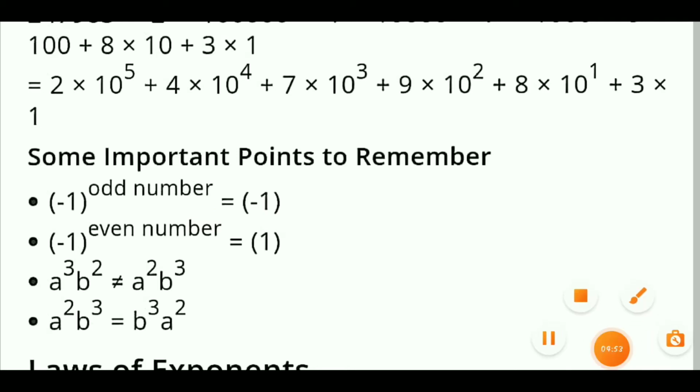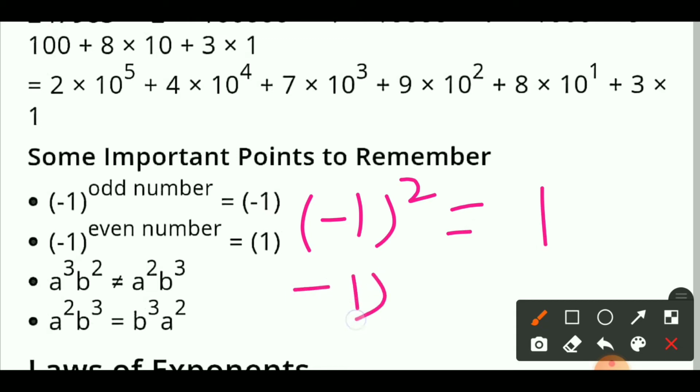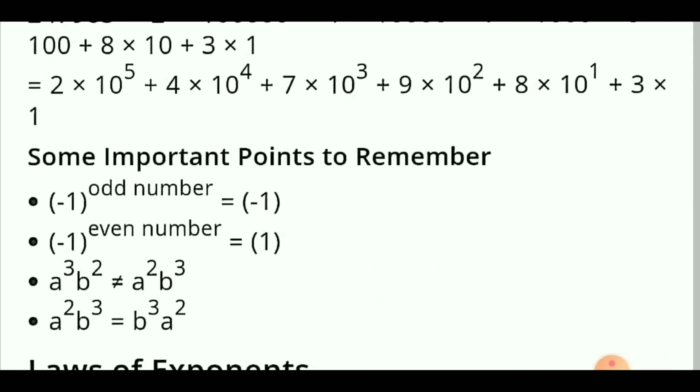Whereas if the power is even, like 2, 4, 6, 8, 10, 12, then your answer is always positive, like minus 1 raised to 202. This is an even number, so here the result is always positive one.